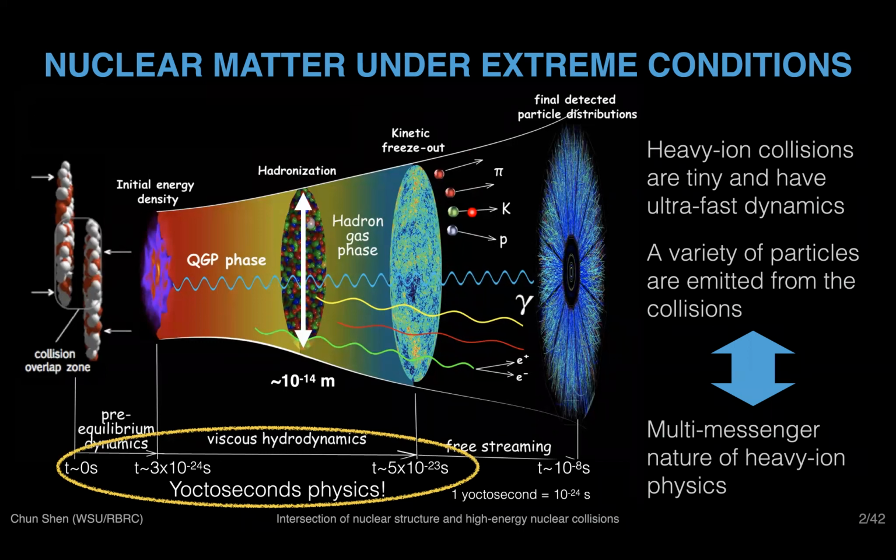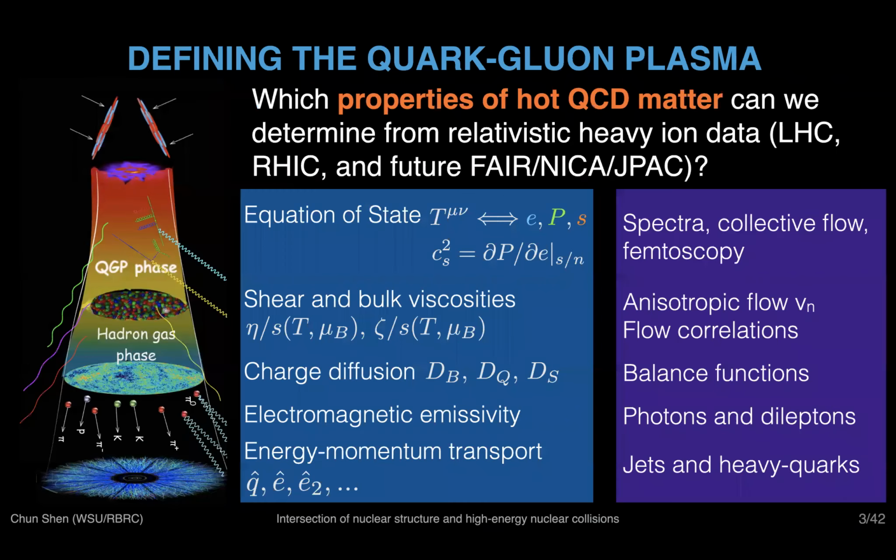On the other side, we can detect a variety of species of hadrons, pions and protons, and also other probes like electromagnetic probes, photons and dielectrons, and also QCD jets. By combining all these different species, they carry different kinds of information. We can say they carry so-called multiple messengers of the heavy ion collisions. The ultimate goal for heavy ion collisions is to understand the properties of quark-gluon plasma, or trying to define the properties of the plasma.